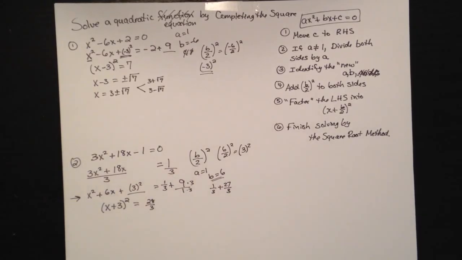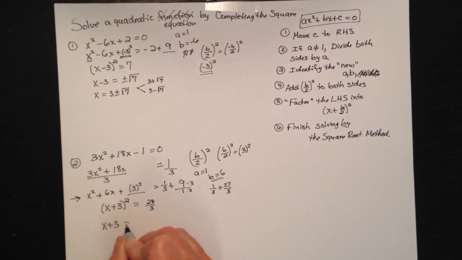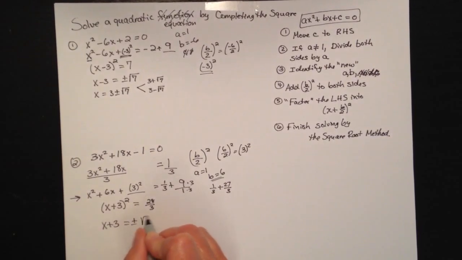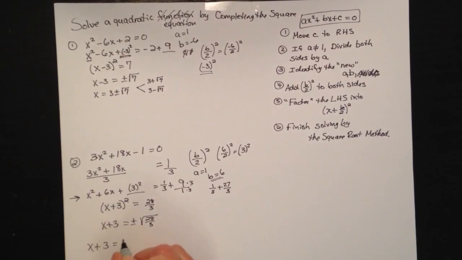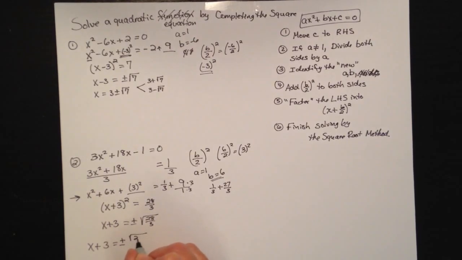Now we're going to take the square root of both sides. The square root of x plus 3 squared is simply x plus 3 equals plus or minus the square root of 28 over 3. I want to work on this a little bit. This is the square root of 28 over the square root of 3. There's a couple of things going on here.